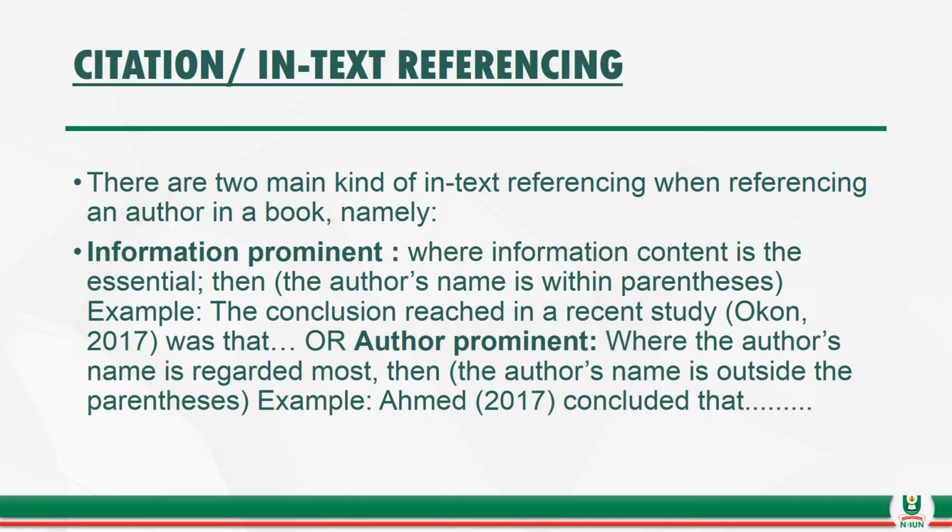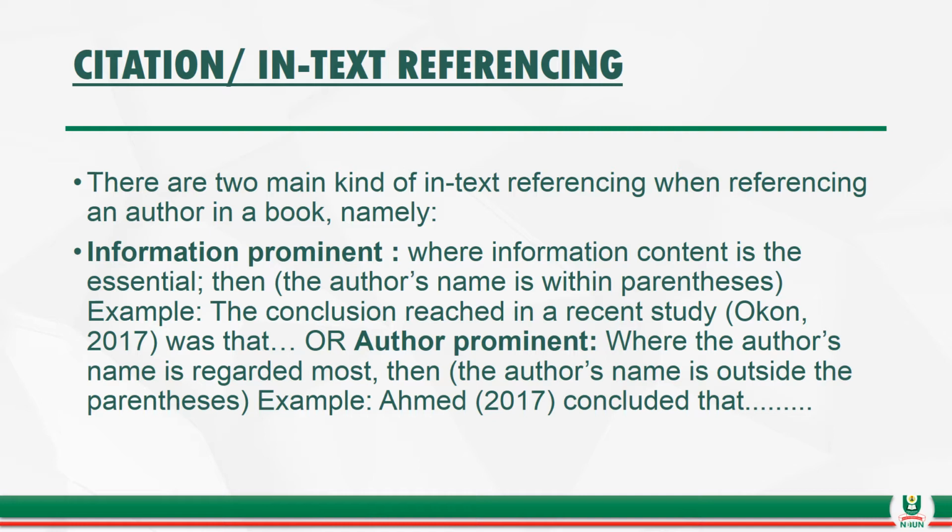And we have two types of in-text referencing. One, information prominent. And what do you mean by information prominent? This is where the information content is essential. For instance, the author's name is written within parentheses, and we can see an example given on the screen. Okon with a comma, then the year.